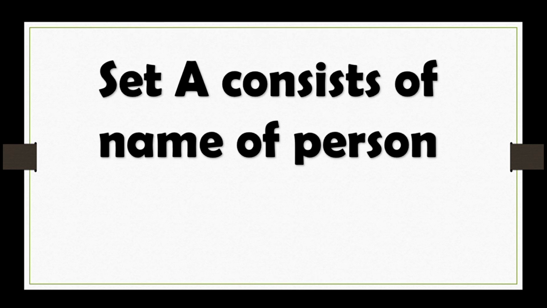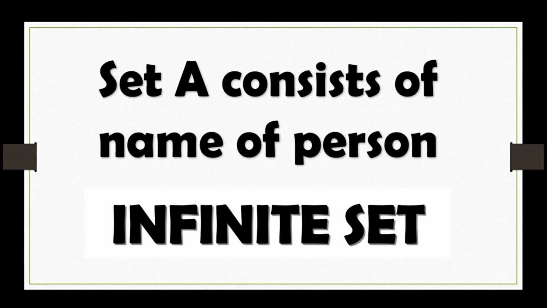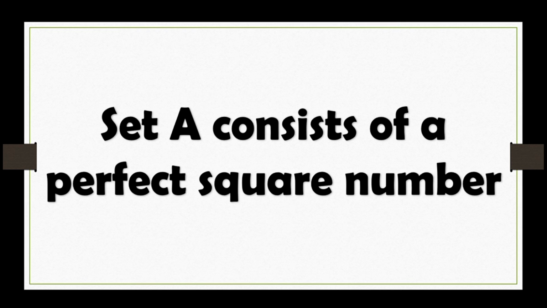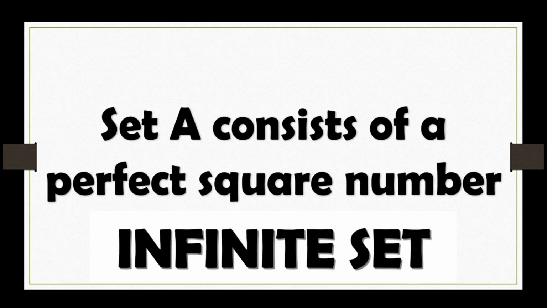Second, set A consists of names of persons. Of course, there are unlimited names you can give. Thus, this is an example of an infinite set. Set A consists of perfect square numbers. Again, this is an infinite set because you can name the perfect square numbers 1, 4, 9, 16, 25, 36, and so on. So it is still unlimited.